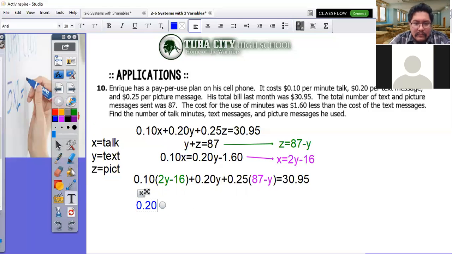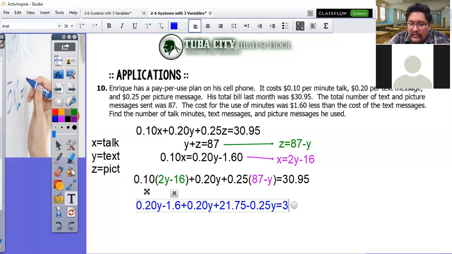So 0.2y minus, and then 16, so it'd be 1.6, plus 0.20y plus, and then I'm going to use distributive on that 25 cents. So 87 times 0.25 is going to be 21.75, and then minus 0.25y equals 30.95. All right, and let me double check this, make sure I distribute it to here. This should stay the same.